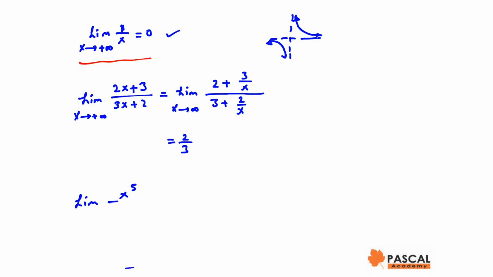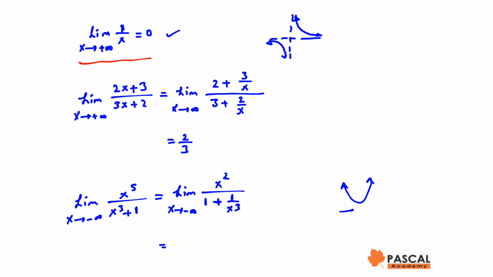Limit of x to the power of 5 over x cubed plus 1 as x approaches negative infinity. If we divide both the numerator and the denominator of the function by x cubed, the limit would be the same as the limit of x squared over 1 plus 1 over x cubed as x approaches negative infinity. When x approaches negative infinity, the numerator approaches positive infinity. The limit of x squared as x approaches negative infinity is positive infinity. And the limit of 1 over x cubed as x approaches infinity is 0. Therefore, the limit would be positive infinity.